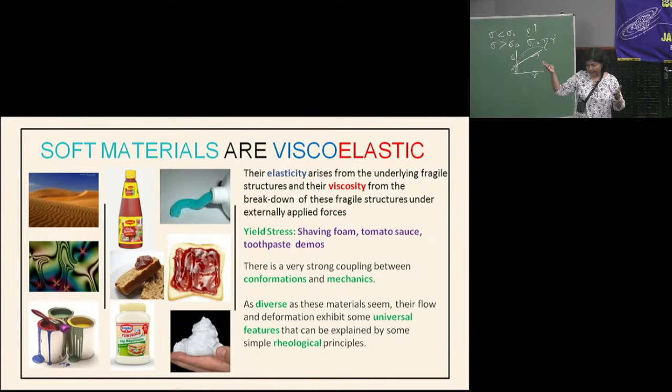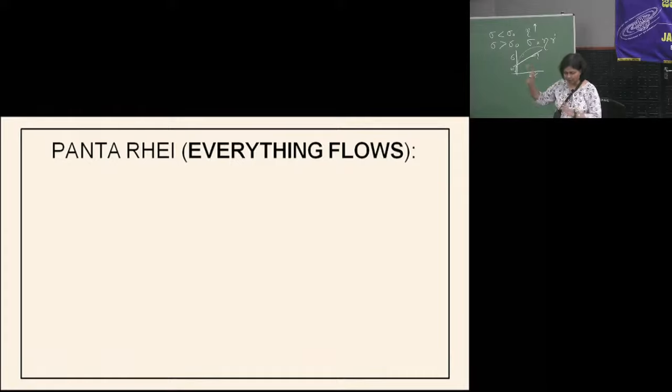And as diverse as all these materials seem, I mean, they're very common, but they are super diverse, right? Everything looks different. Their flow and deformations do exhibit some very universal features that can be explained by some very simple principles, because, like I told you, you can't write down equations for many of them, but there are certain rheological principles that work for pretty much all of them.